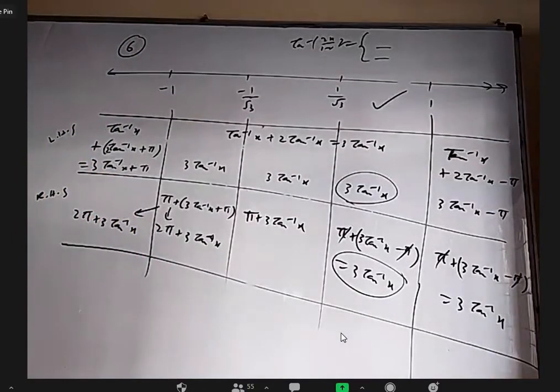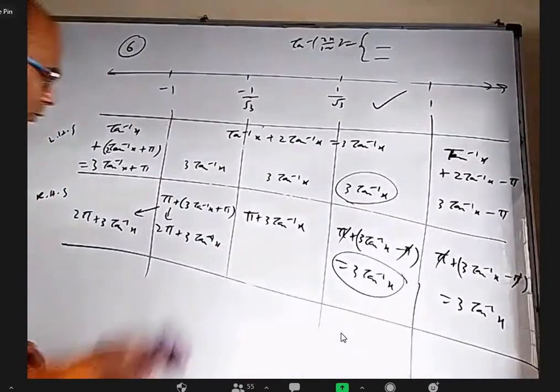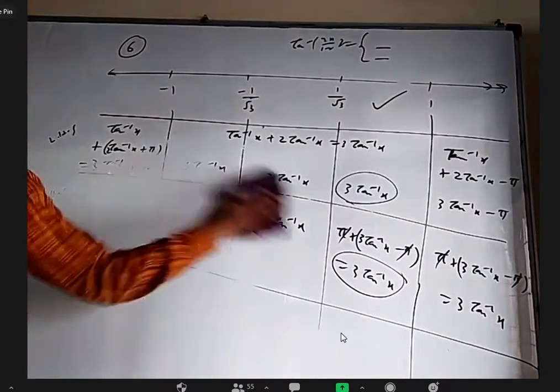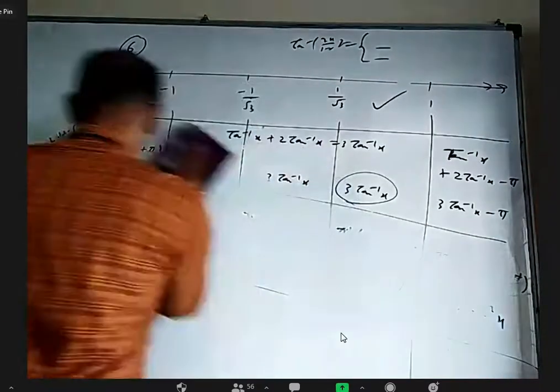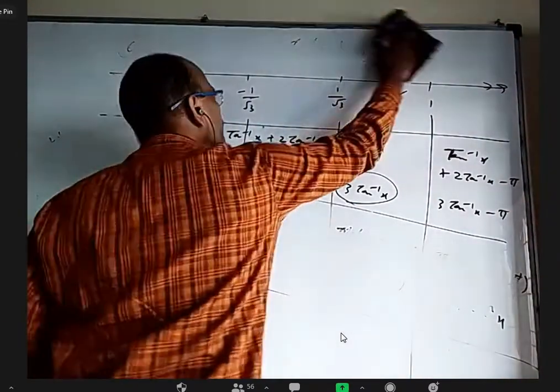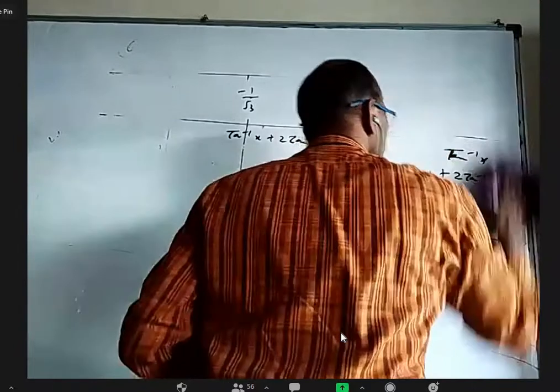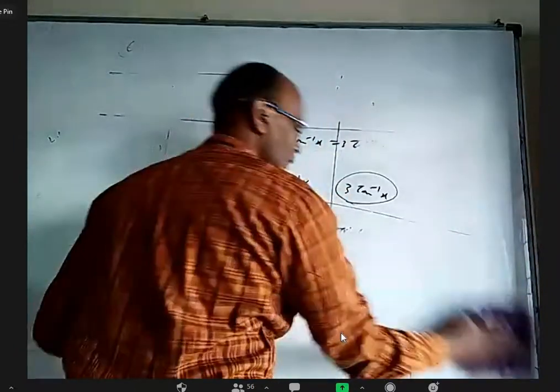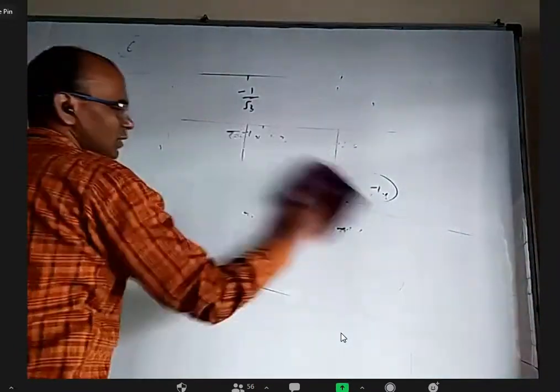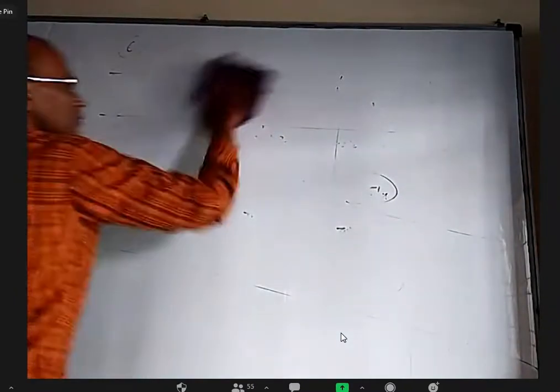When lambda is negative, this is minus pi by 2. Anybody have a doubt about the 12th one? Yes, sir. 12th one. Enough time is given. I hope everybody tried all these questions.